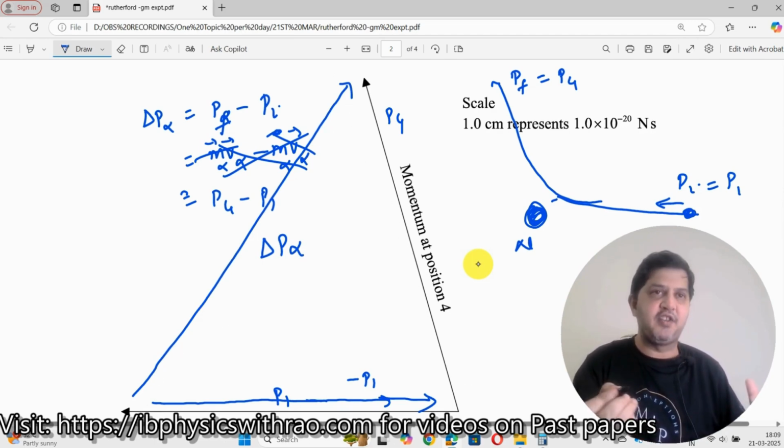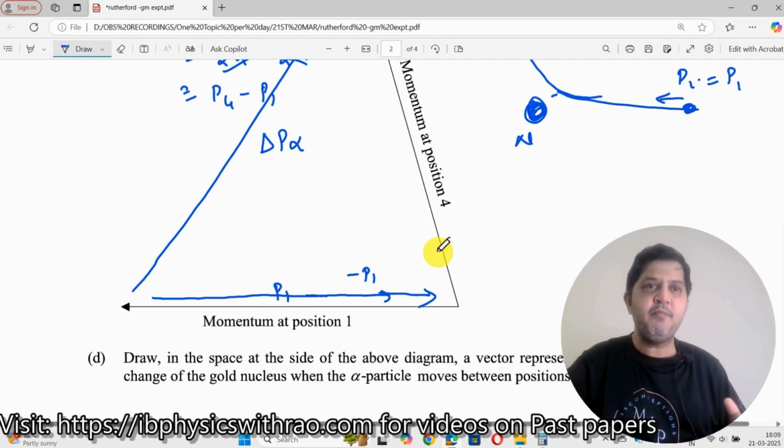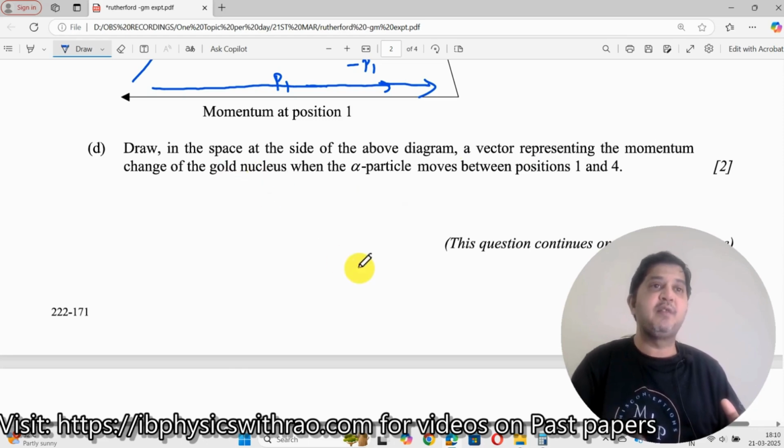Triangle law of vector addition. We have done this over here, right? So you get delta P alpha here. Okay, so we have drawn this. Next, drawing the spacer side of the vector diagram, a vector representing the momentum change of the gold nucleus. Now you need to write for the gold nucleus when the alpha particle moves between positions 1 and 4.